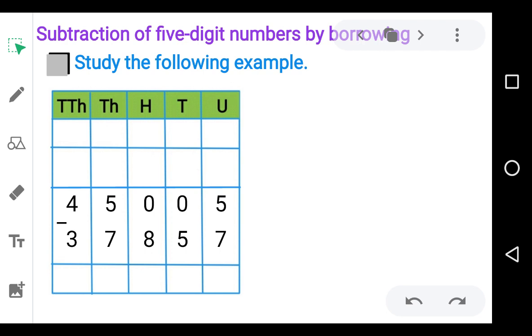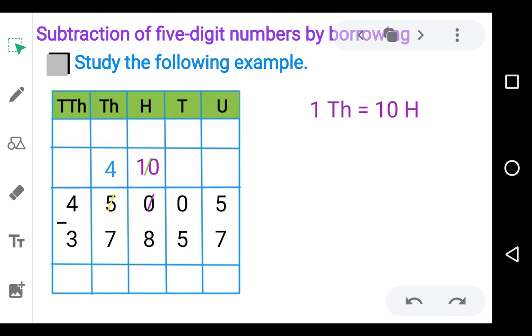So we borrow 1 from the thousand place. So at the 1000 place there is 5, which will be 4. And you know 1000 equals 10 hundreds. So at the 100 place 0 will be 10. Now we borrow 1 from the 10.